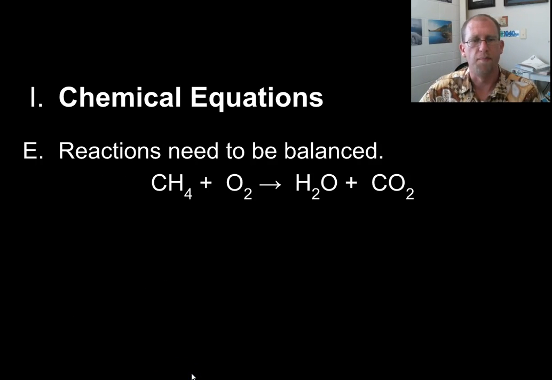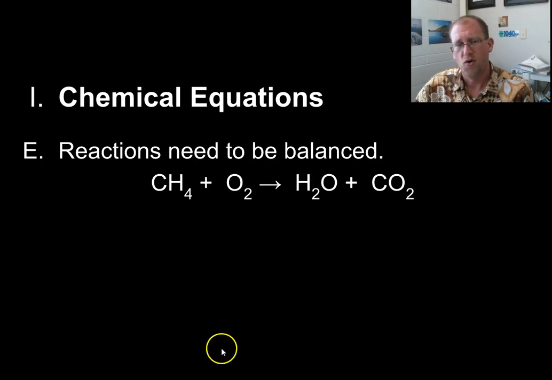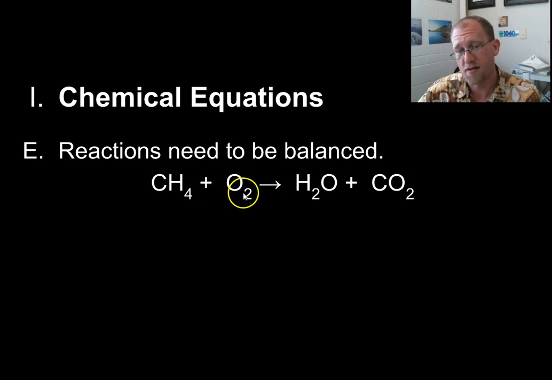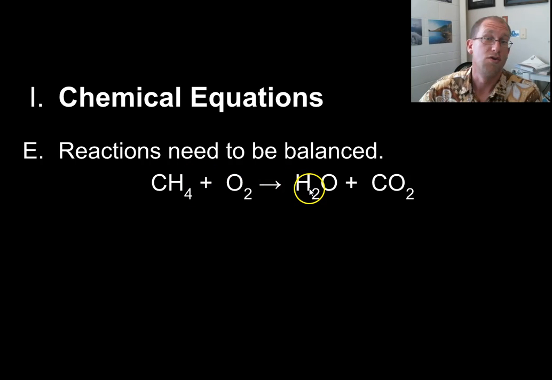Alrighty? So here's an example. We have methane plus oxygen giving me water plus carbon dioxide. And we just went over naming rules, so maybe I should use the proper names for these things. We have carbon tetrahydride plus diatomic oxygen yields dihydrogen monoxide plus carbon dioxide. There you go. But we need to balance these equations.